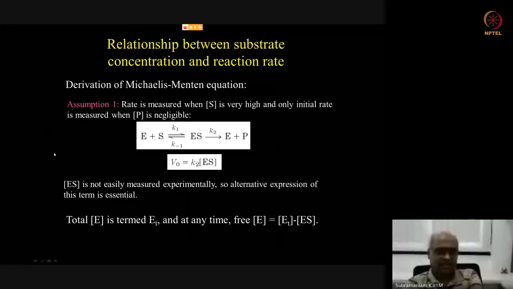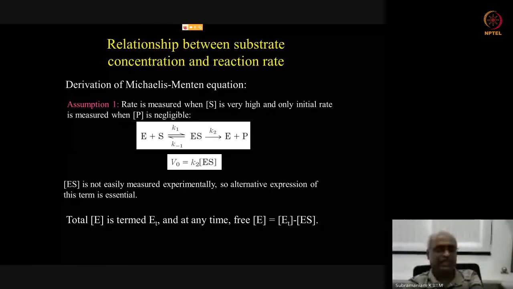Their equation in modern times is very simplified. So we have a simple way of deriving this equation. We make a couple of major assumptions, and we make ourselves aware of two important facts in the process of the reaction. The first assumption is that we are measuring the rate of the reaction very early, the initial rate. So we have two stages here.